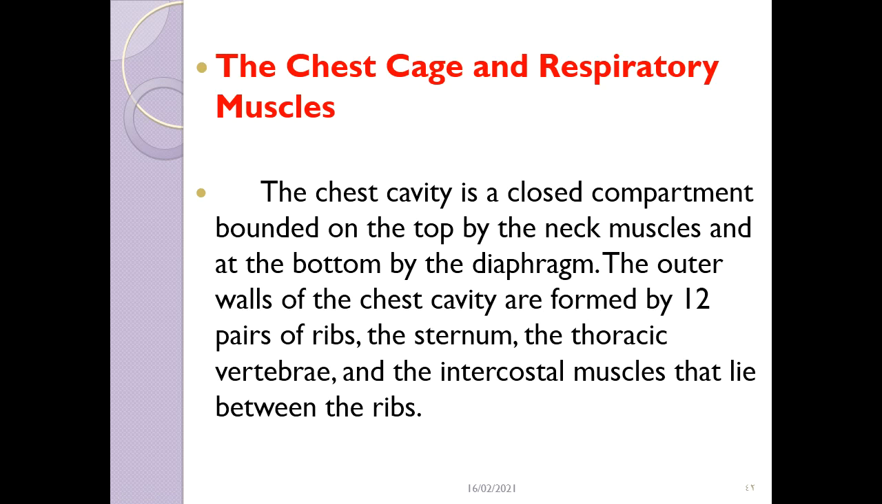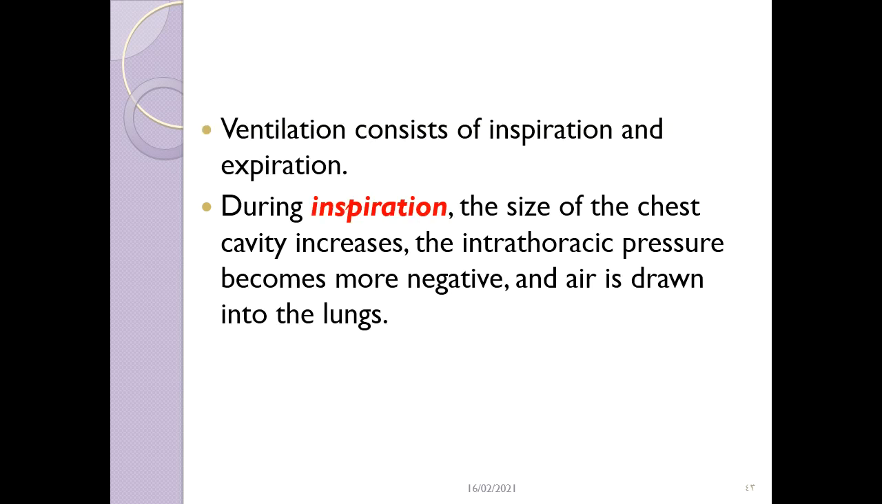What is the importance of the thoracic cage and the respiratory muscles in the process of respiration? The chest cavity is a closed compartment bounded on the top by the neck muscles and at the bottom by the diaphragm. The outer walls of the chest cavity are formed by 12 pairs of ribs, the sternum, the thoracic vertebrae, and the intercostal muscles that lie between the ribs.